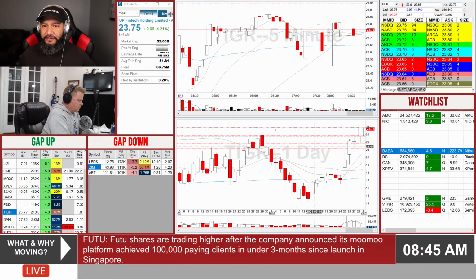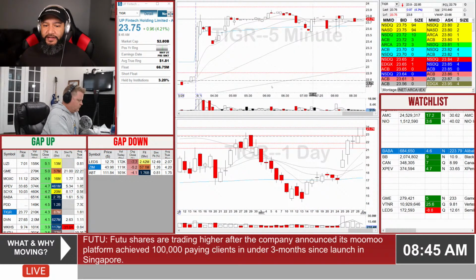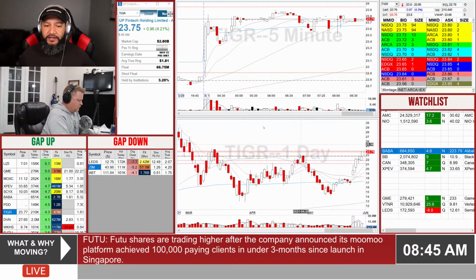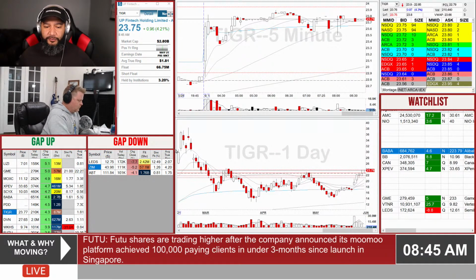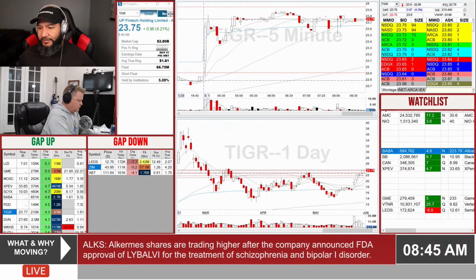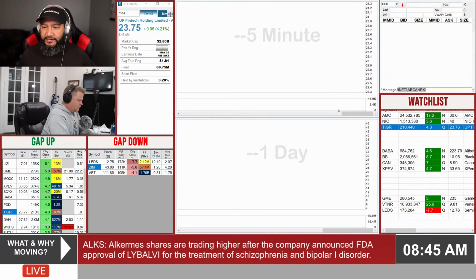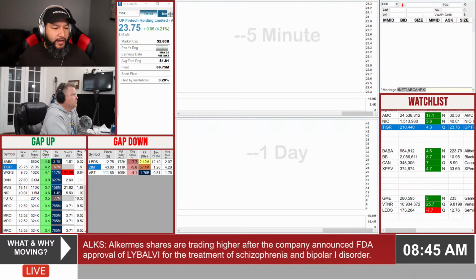Tiger is in play, guys. They are up 4.3, 210. Their daily looks very interesting, as you can see here, slamming up against an area of support and resistance. Pre-market could be a little bit better, but let's see. This guy could be very explosive. I'm going to put them on here for now.